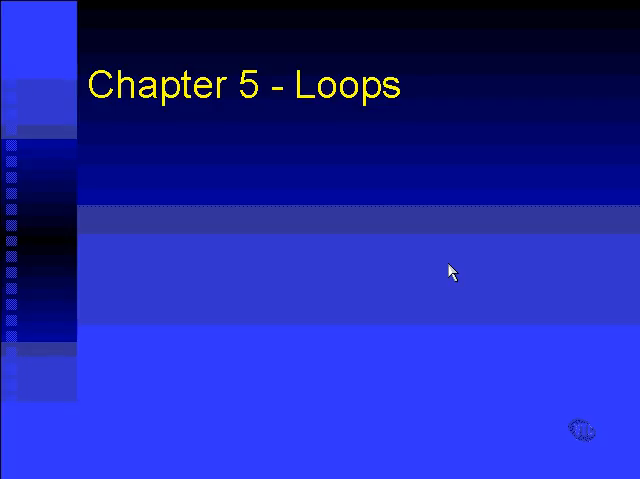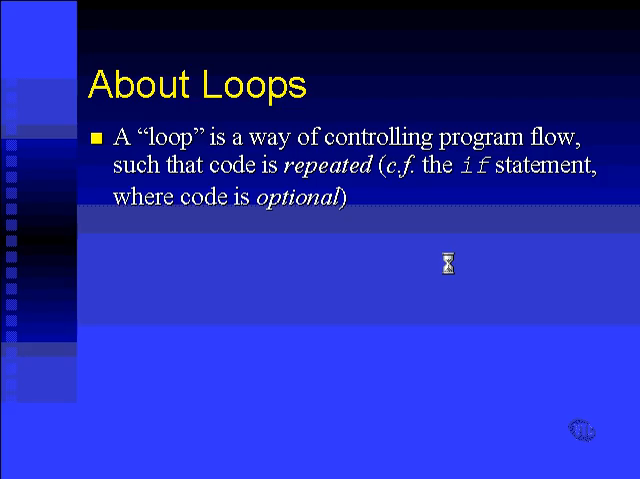Now that we have a good understanding of Boolean expressions and relational operators, we can look at another aspect of C control flow, namely loops. Firstly, it's good to define what a loop actually is. This is for people who've never programmed before. A loop is a way of controlling program flow.